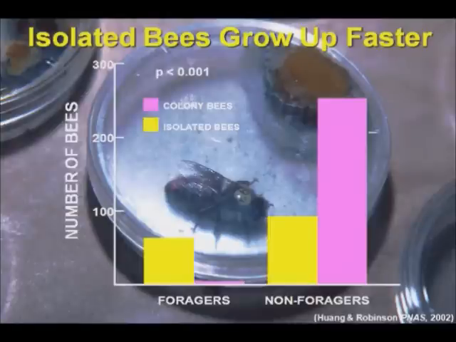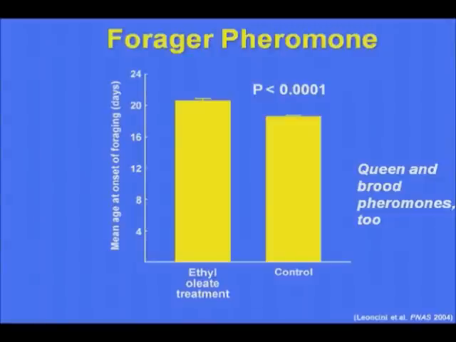So it was experiments like this, coupled with our knowledge that most of the communication in an insect society takes place via chemicals, that led us to search for a pheromone. We found that in collaboration with Yves Leconte's lab in Marseille, France, and found a pheromone that's produced by older bees that inhibits the age at onset of foraging among the younger bees. The compound is called ethyl oleate.